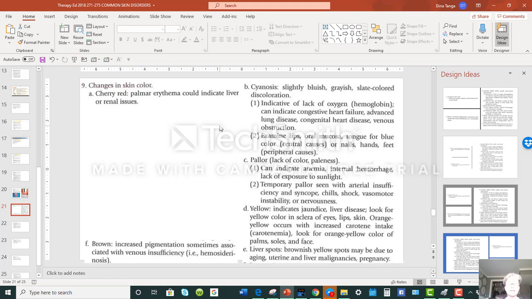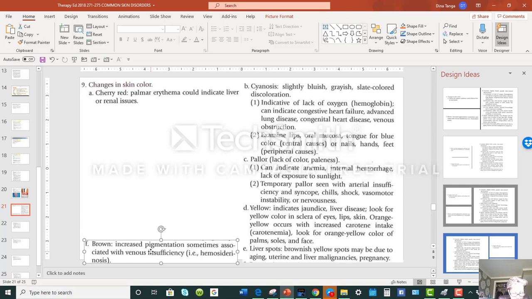Yellow indicates jaundice, liver disease. Look for yellow color in sclera of eyes, lips, and skin. Orange yellow occurs with increased keratin intake. Look for orange yellow color of palms, soles, and face. Liver spots: brownish yellow spots may be due to aging, uterine or liver malignancies, or pregnancy. Brown: increased pigmentation, sometimes associated with venous insufficiency.